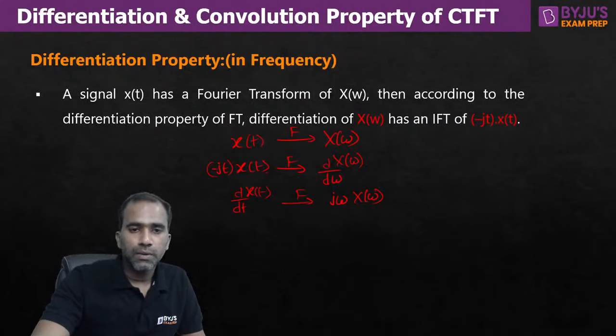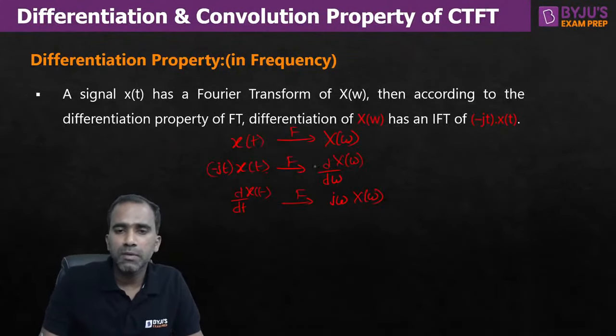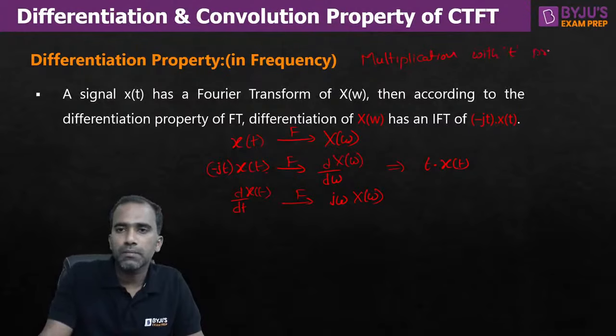Okay, so let's do a question based on this. Here, don't expect someone to ask you that minus jt is multiplied in time domain, what happens in frequency domain? Don't expect that. So this property we can also rewrite as t times x of t. Sometimes they also call this the multiplication property. People keep different names for different properties, but the idea is the same. Multiplication with time, the multiplication with t property.